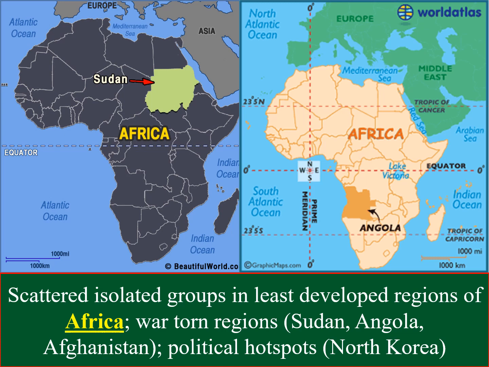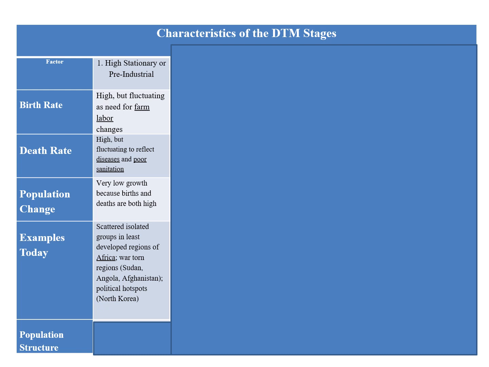There are scattered, isolated groups in some of the least developed regions of Africa, like war-torn regions of Sudan, Angola, and even Afghanistan, but there's no countries that are in stage 1. So if you were asked on a test, like an FRQ question, to give examples of countries in each of the stages, you would just say there are no countries in stage 1 of the demographic transition. Every country, though, was in stage 1 prior to the Industrial Revolution.